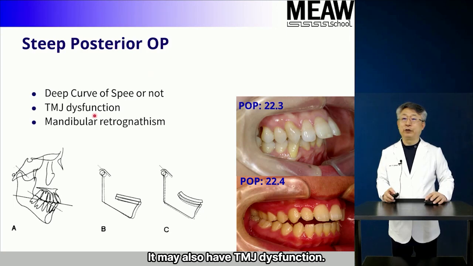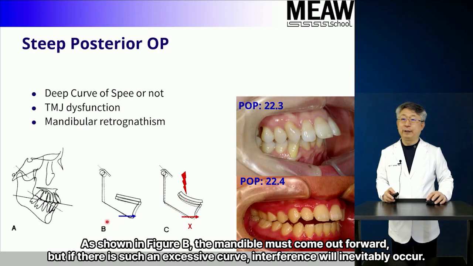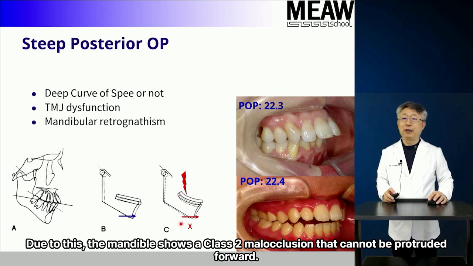It may also have TMJ dysfunction. As shown in Figure B, the mandible must come out forward. But if there is such an excessive curve, interference will inevitably occur. Due to this, the mandible shows a Class II malocclusion that cannot be protruded forward.